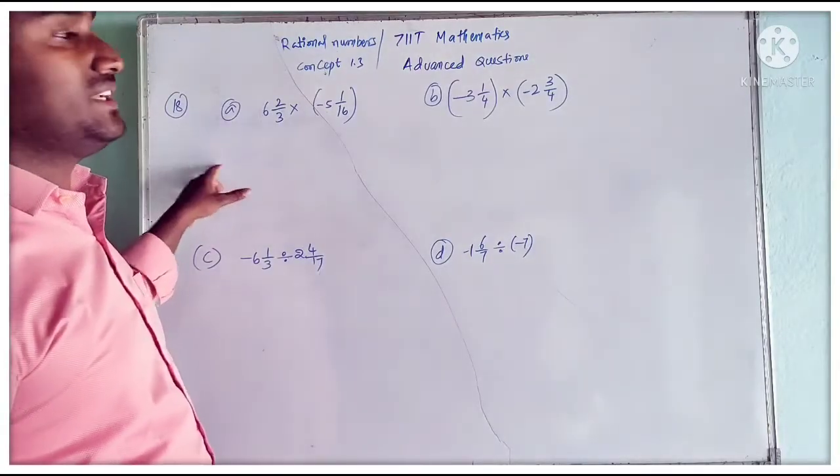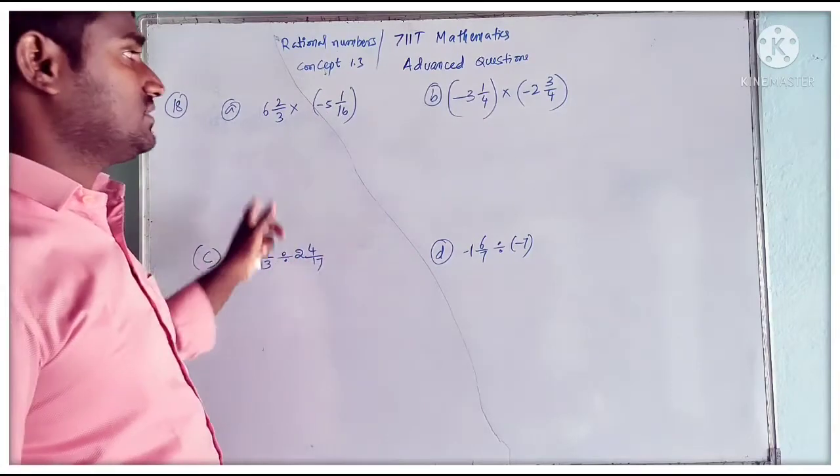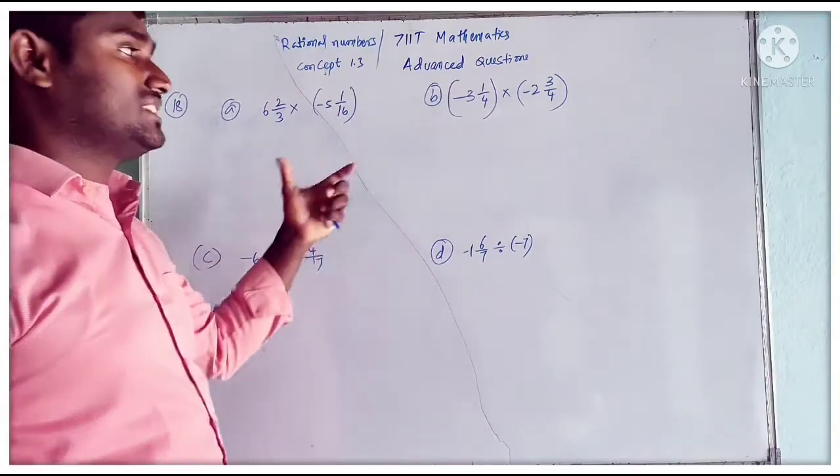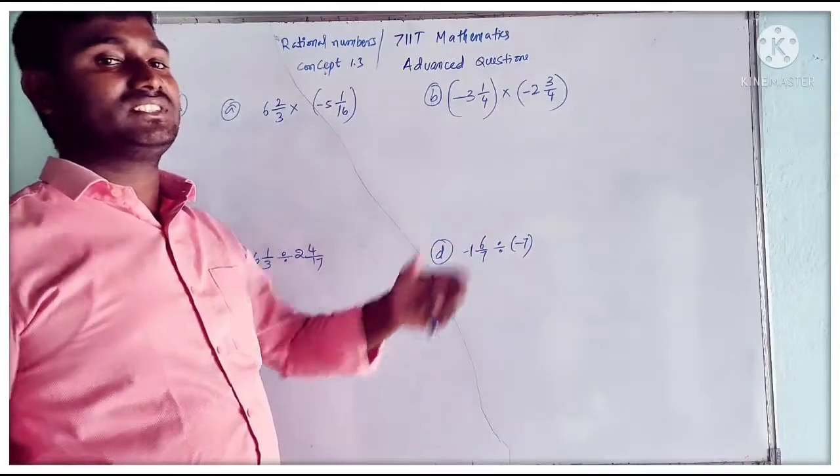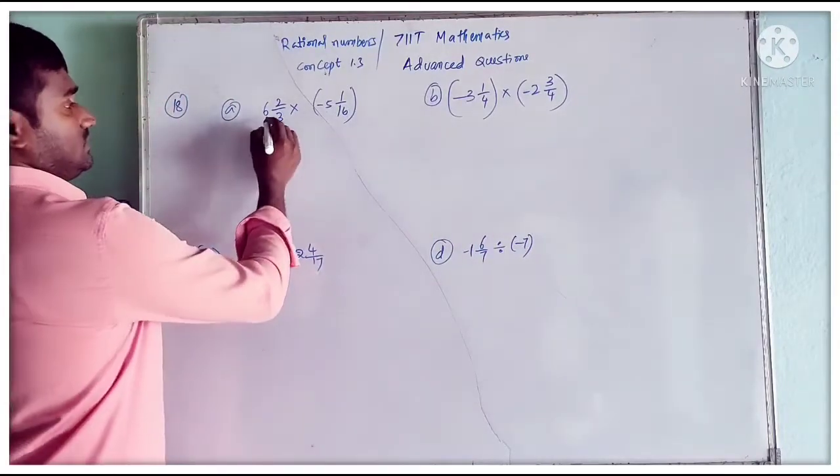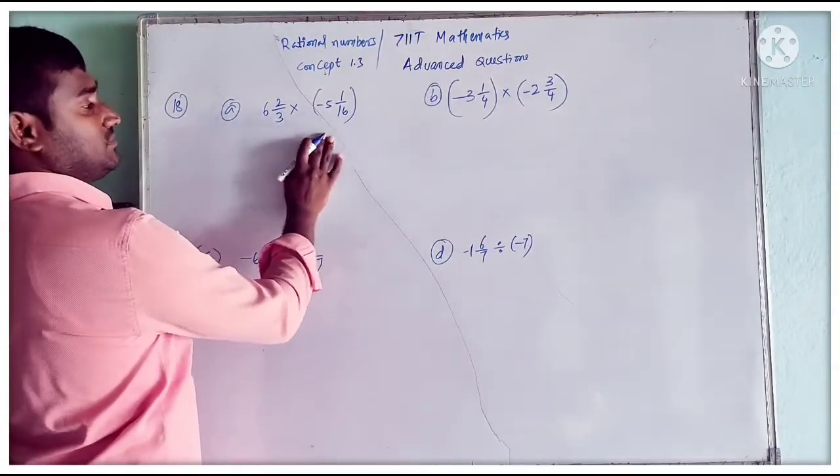Match the following, column 1 and column 2 we have. First we simplify column 1, and we will get those answers in column 2. See, first, these are mixed fractions, so convert them into improper fractions.